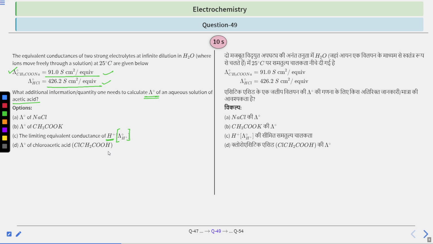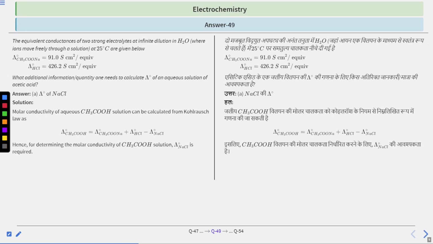So you have to choose one of the options. That is the extra or additional information you need to calculate the lambda naught of acetic acid. So you have 10 seconds to solve this question. After that, we will see what will be the correct answer. Okay, let's see. The correct answer is option A, that is lambda naught of NaCl.